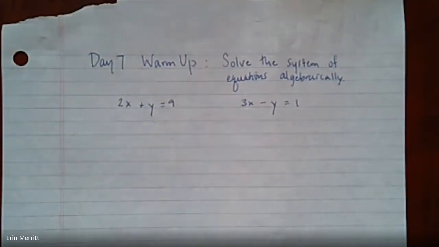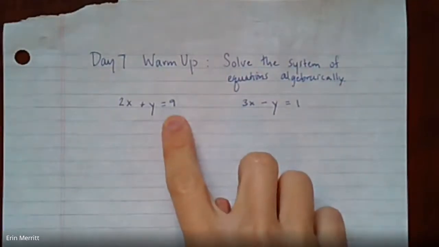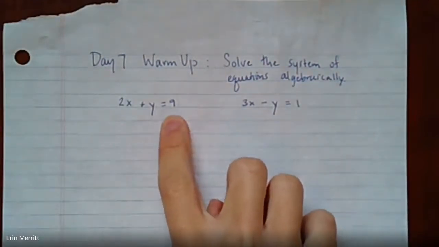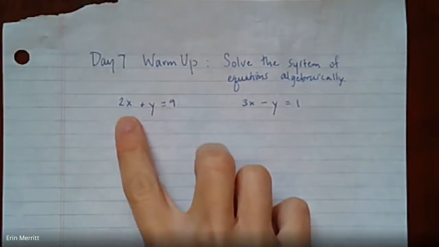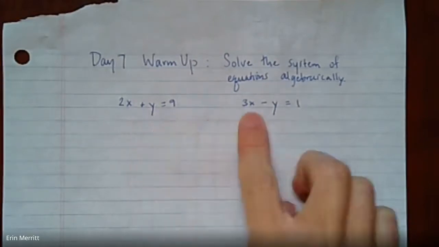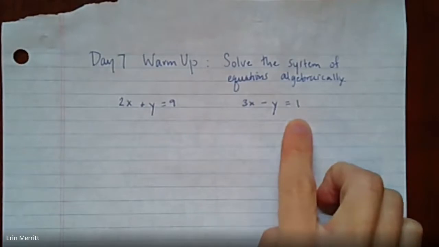I'm making a quick little warm-up video for you just to refresh your memories on solving systems of equations. You did quite a bit of this in Algebra 1, and it's really important for what we're doing today. So the equations that I'm giving you, you can just put this anywhere, a separate piece of paper, are 2x plus y equals 9, and then 3x minus y equals 1.